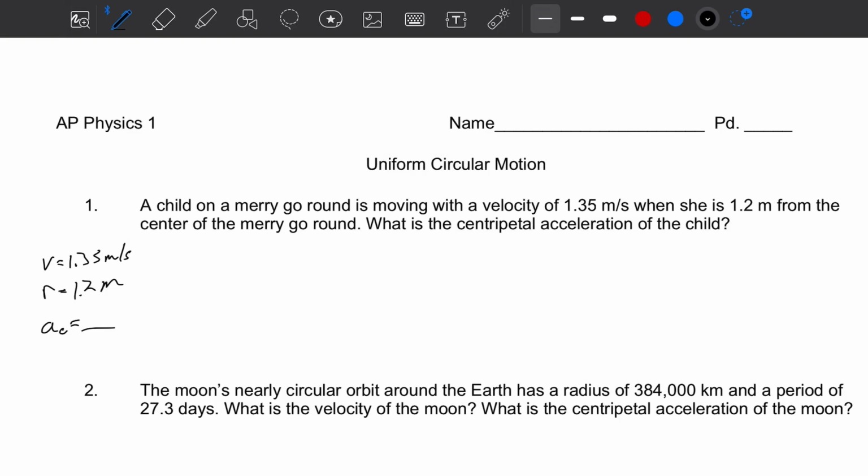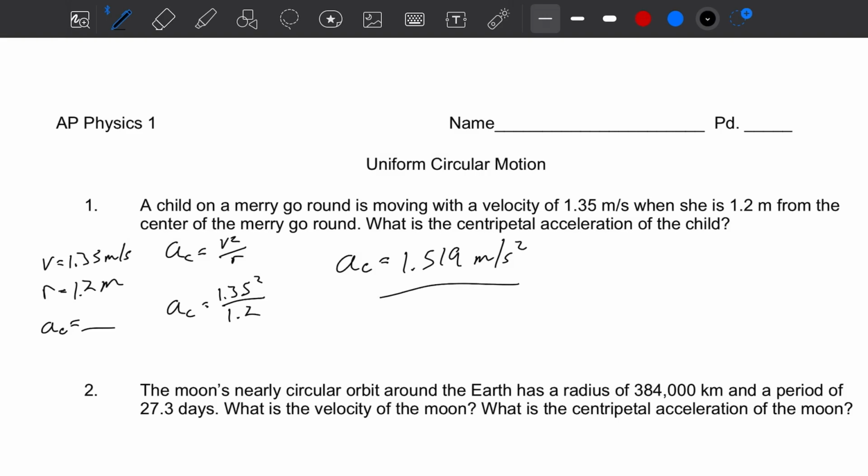A child on a merry-go-round is moving with a velocity of 1.35. Let's go ahead and fill that in: our given velocity is 1.35. 1.2 meters is our radius, and they're looking for acceleration. So v squared over r, 1.35 squared divided by 1.2. We calculate that in a calculator and get 1.519 meters per second squared. All right, that's number one.